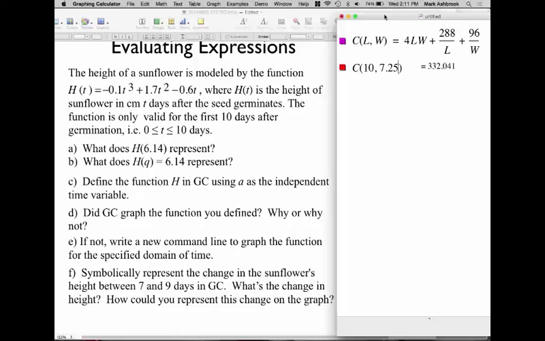No, you don't have to. When you get to graphing it, you're going to want to graph before that, so I'll show you how to do that.